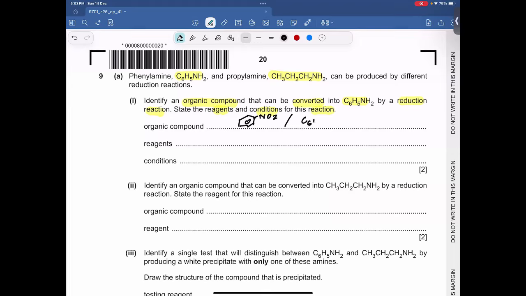इसको हम इस तरह से भी लिख सकते हैं C6H5NO2. So in order to convert NO2 into NH2 directly, I'm going to use tin concentrated HCl mixture, which will serve as a reducing agent. And condition is going to be reflux. Okay.